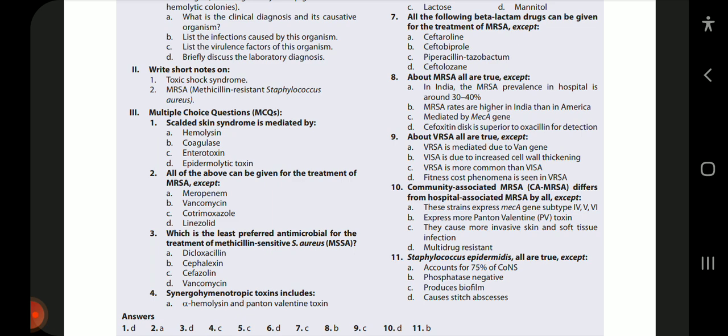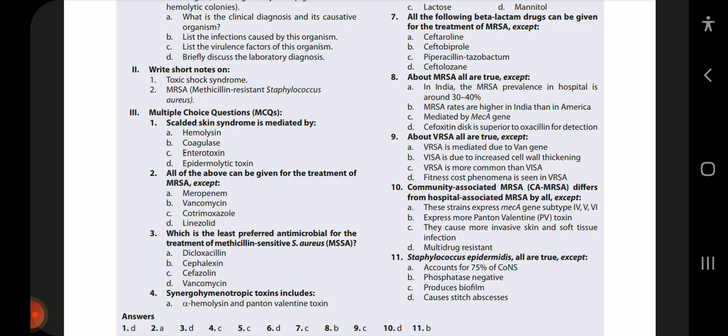Now, about MRSA, all are true except, in India, MRSA prevalence in hospitals 30-40% is correct. MRSA rates are higher in India than America, it's wrong. Mediated by mecA gene, correct. Cefoxitin disc is superior to oxacillin for detection, it's correct. So the incorrect one is MRSA rates are higher in India than in America.